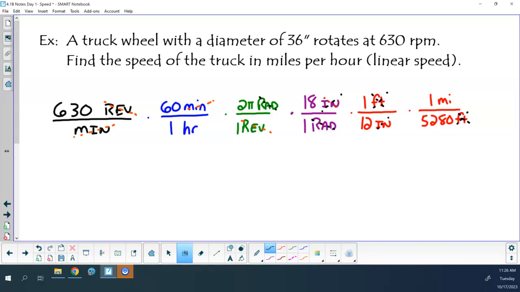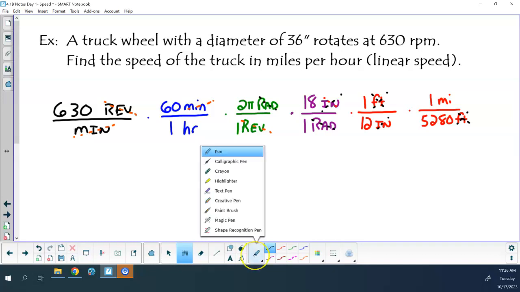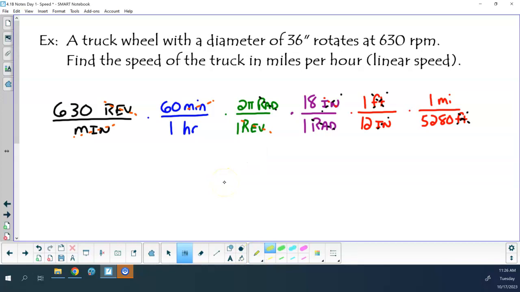And now the only labels I have left: revolutions are gone, minutes are gone, inches gone, feet gone. I've got miles, only one on the bottom, minutes are gone, hours are there, everything else is gone. So I'm in miles per hour, which I would like to be. Okay.